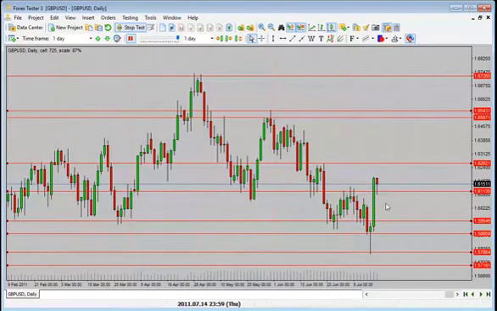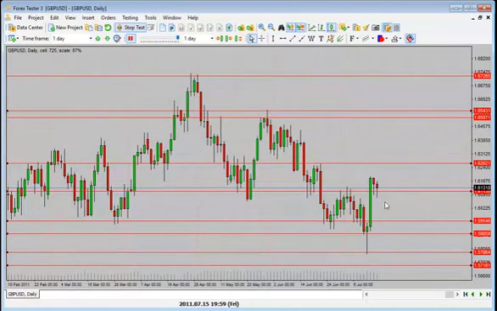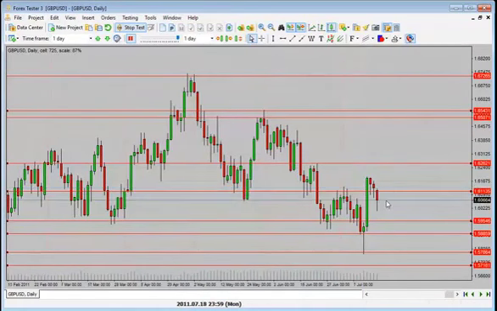Okay, so it pulls back into this level. So we do have a small red candle, but it doesn't quite close below here, not very bearish. So here I'm still looking for price to go back up. So let's see. Okay, it's starting to pull back here, but we still have pins in the bottom, small candle here. So I'm still looking for price to go back up. So let's take a look. Okay, not so much. So we're pulling back quite a bit here. Now, what do we expect?